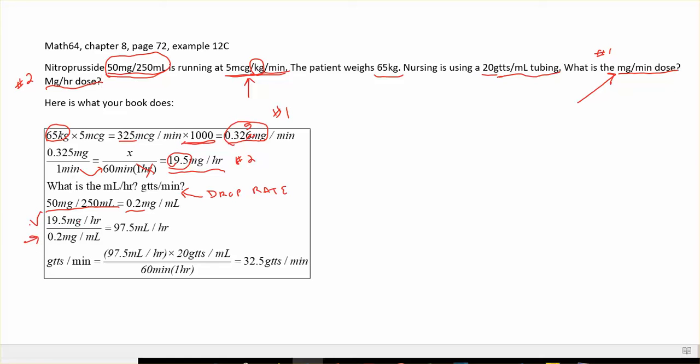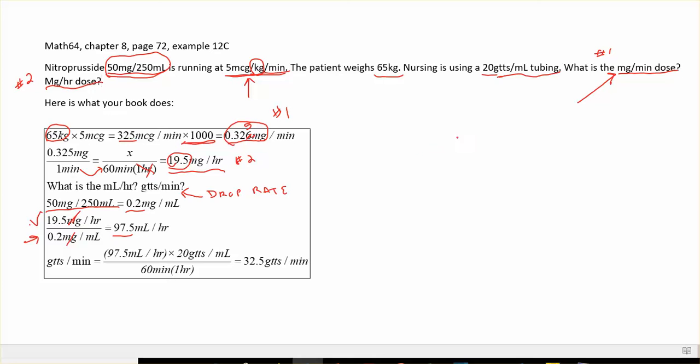Okay. And I want you to notice that by doing this, they're actually knocking out those units. And if you divide 19.5 by 0.2, you're going to get 97.5. And notice that it's milliliters over hours. Now you might say, well, how on earth did that happen? Because it's hours over milliliters. Well, let me show you how it happens.